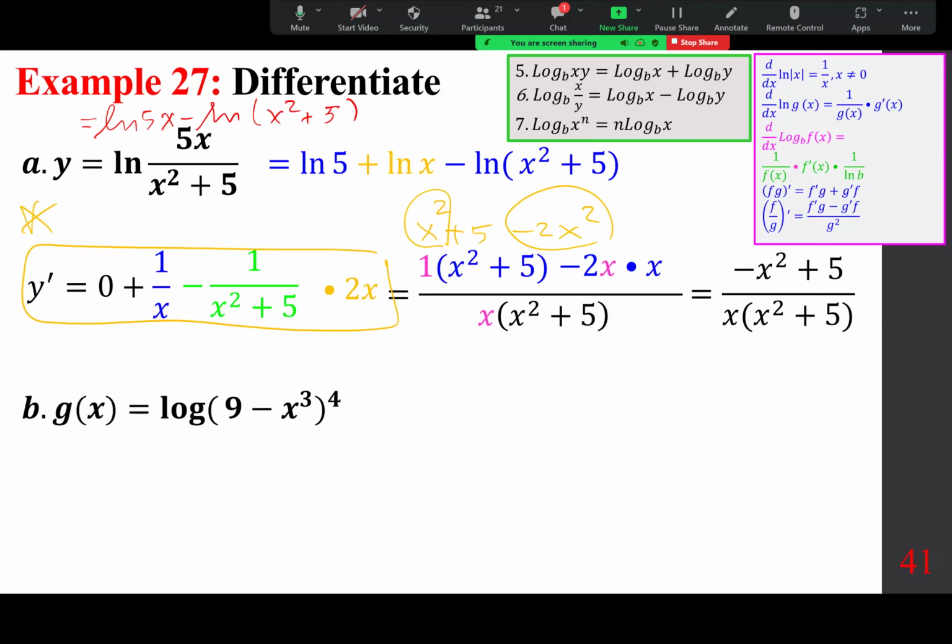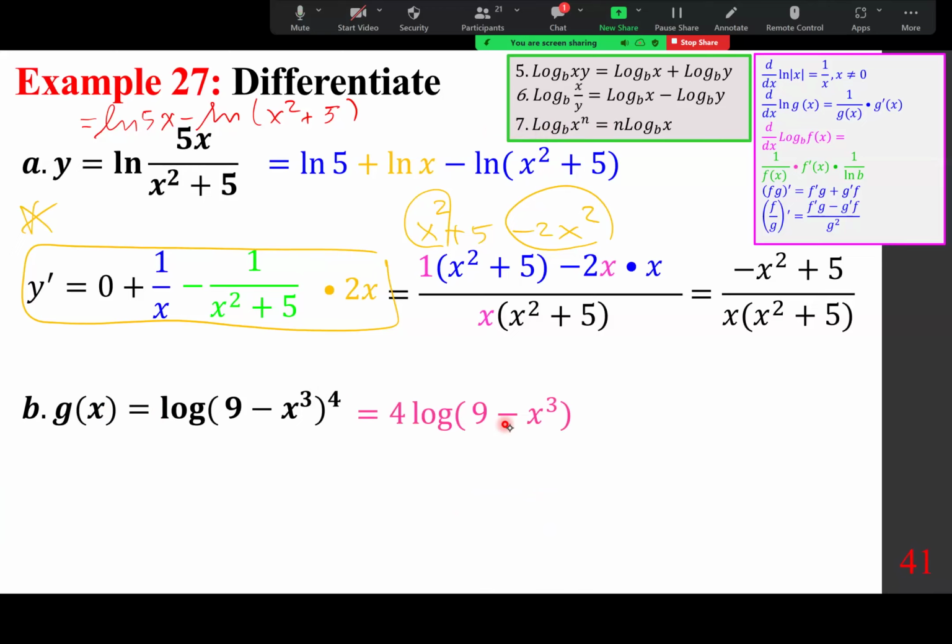Part B, g of x equals log of 9 minus x cubed to the power of 4. We want to differentiate any logarithmic format. The first step is, can I simplify it using logarithmic properties? I bring the 4 in front using the power rule. There's nothing else I can do to simplify it further. Remember this, there's no way to simplify it.